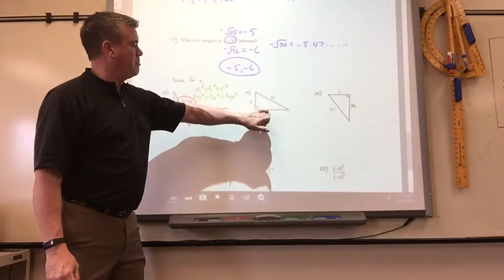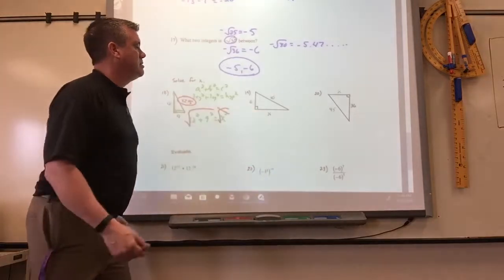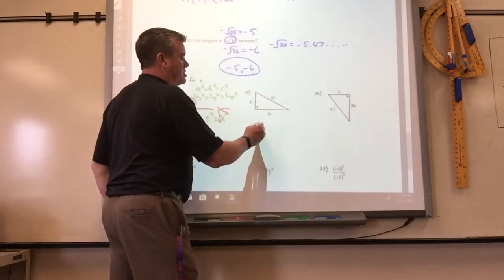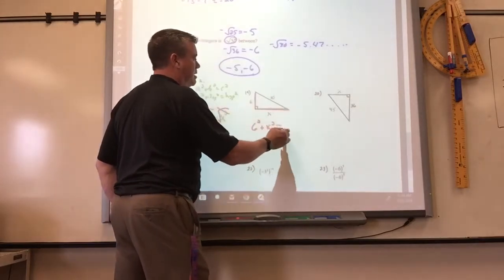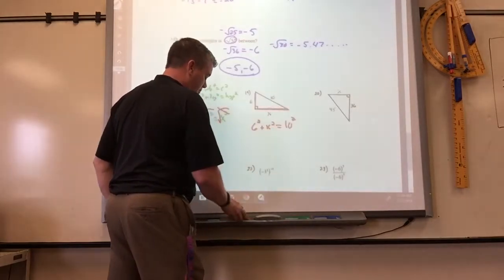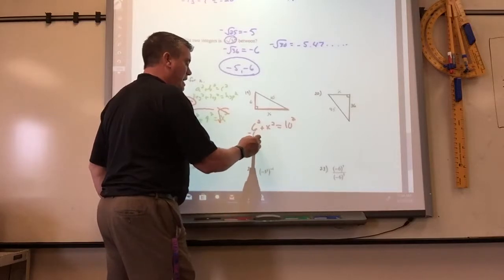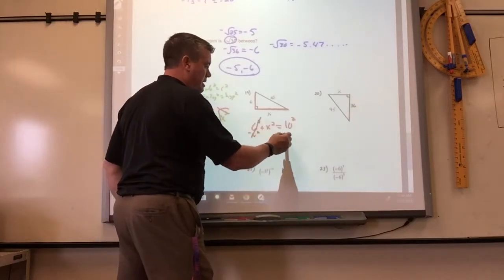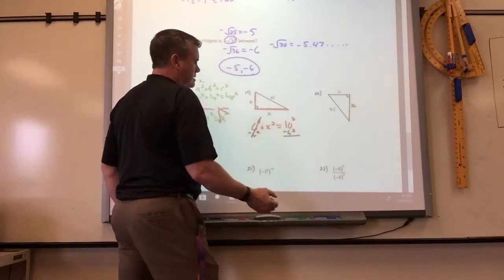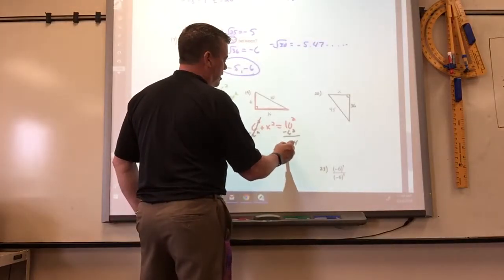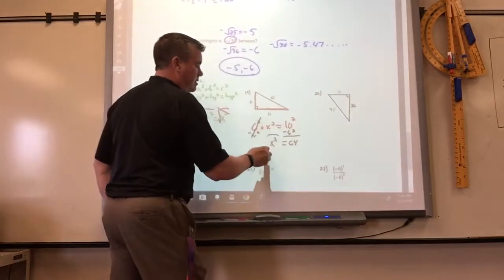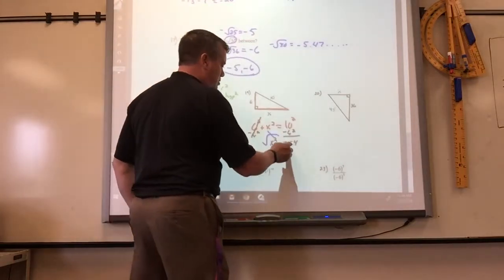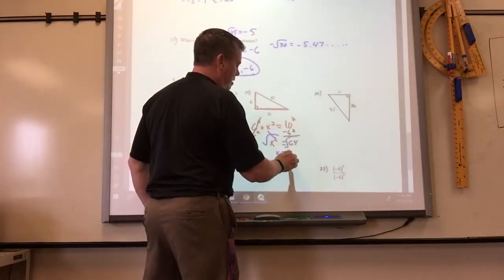Here, this one's a little different because it's a leg that's missing. So if you wrote it out, it would be 6 squared plus x squared, the leg squared plus the leg squared, equals the hypotenuse squared. So here, you would have to subtract 6 squared to get the x by itself, and you'd get 64. Then you would square root, again, because you got to get rid of that squared, and you'd get 8.